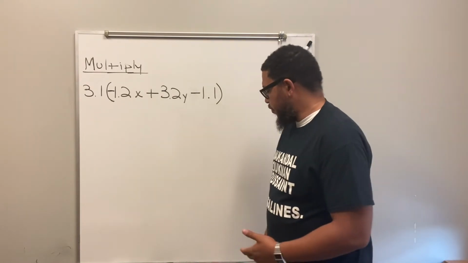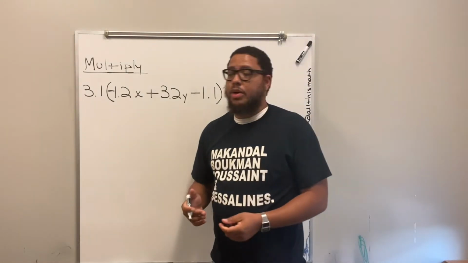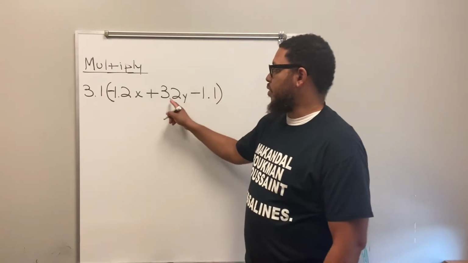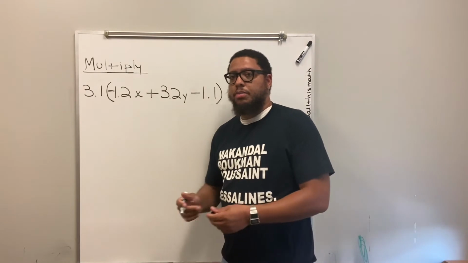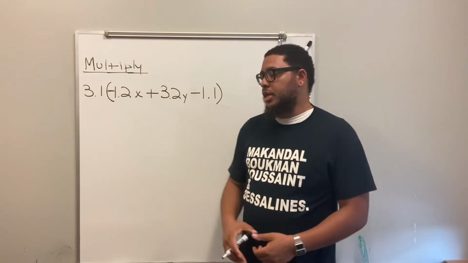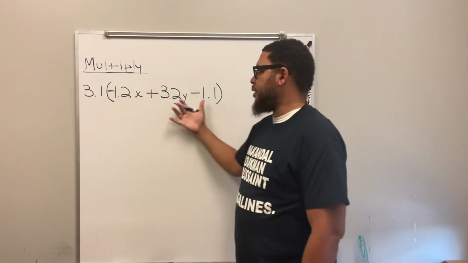So you got to be careful, because what a lot of people do is they would do 3.1 times negative 1.2x and then stop right there, and they'll just rewrite these two terms, giving them an incorrect answer. So you want to be careful. You want to make sure you distribute, and this is why we call it the distributive property, because we're basically distributing this 3.1 to everything inside the parentheses.